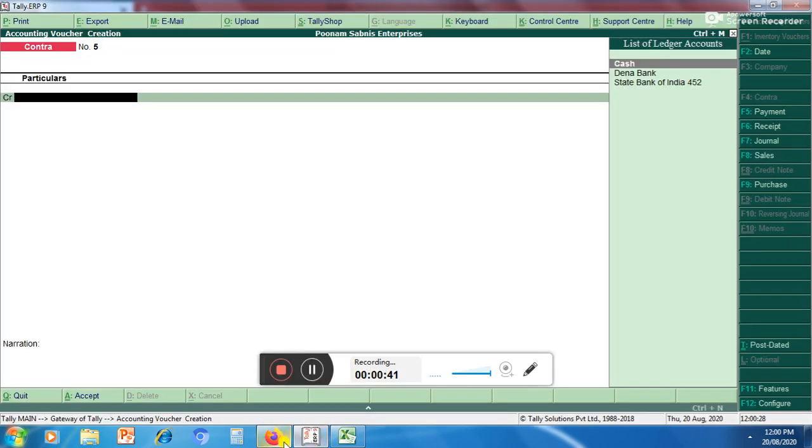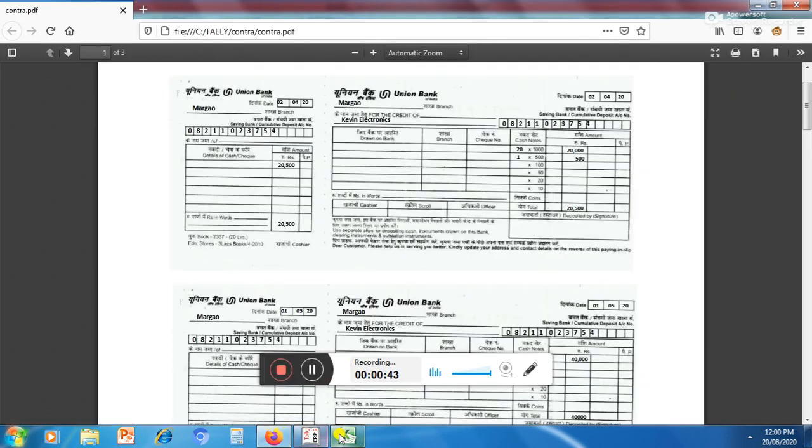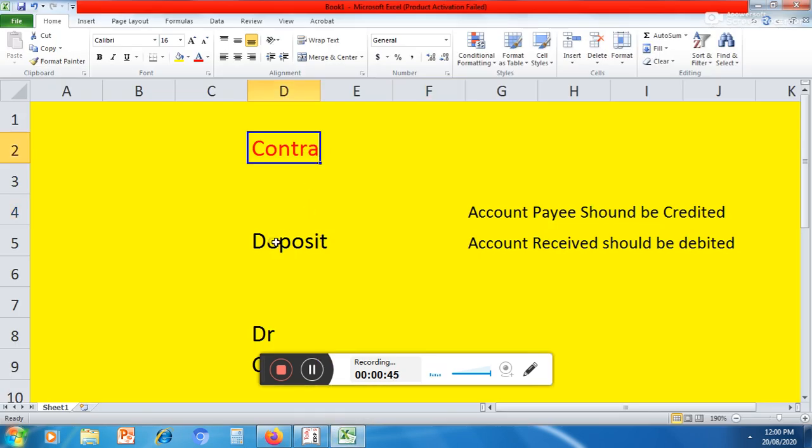So the meaning of contra is simple. When you deposit money into a bank, that is called a contra entry. But the deposit should be in your account. When you deposit cash in somebody else's account, it is not contra. It is a payment. Contra means when you deposit your money into your own bank. That is a contra.